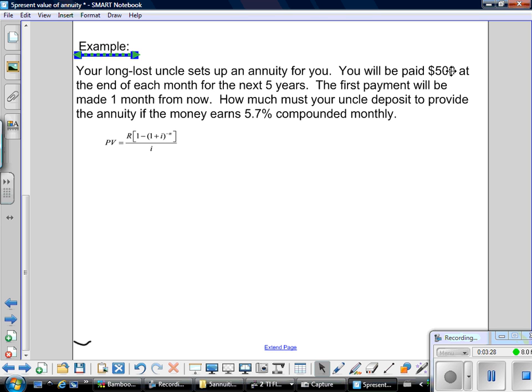The reason that this is the present value of an annuity is because you're going to be taking out that $500. So let's start with our variables down our side. We want to know our present value, that our uncle has to put in for us. We know that the regular payment he wants to give us is $500. We also know that our interest rate per compounding period is 0.057, and I have to divide it by 12 because it's monthly.